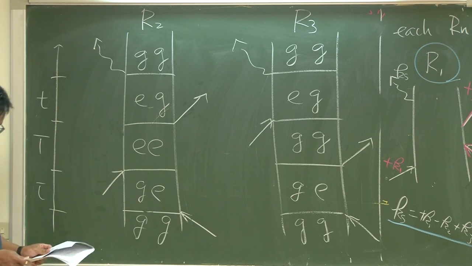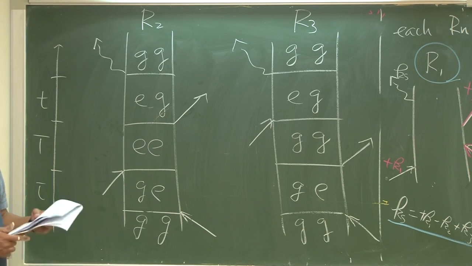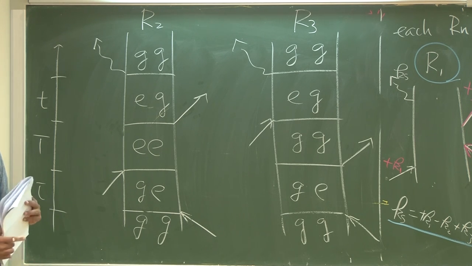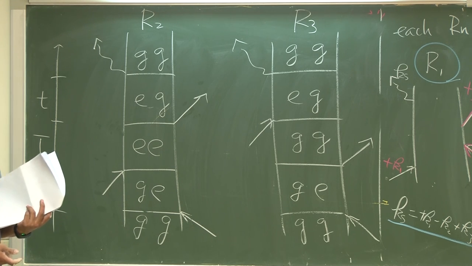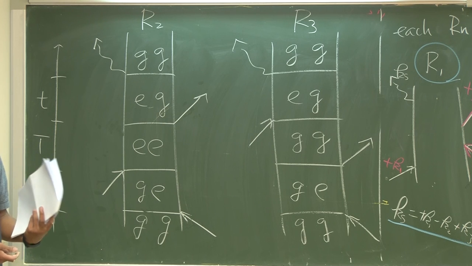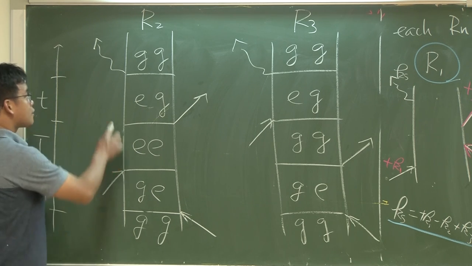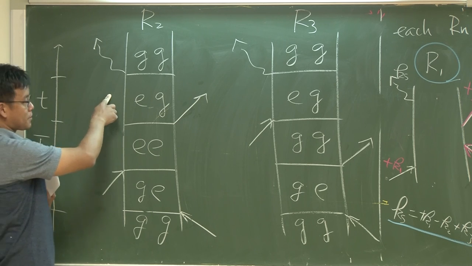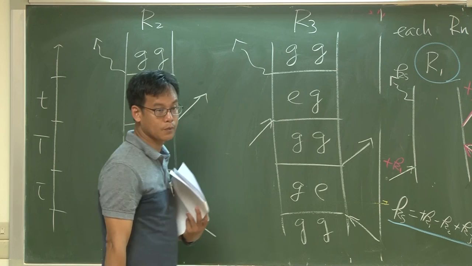These will contribute to your total response function S. And actually you have R2 complex conjugate and R3 complex conjugate that you should subtract. So your S will be R2 minus R2 complex conjugate, plus R3 minus R3 complex conjugate.